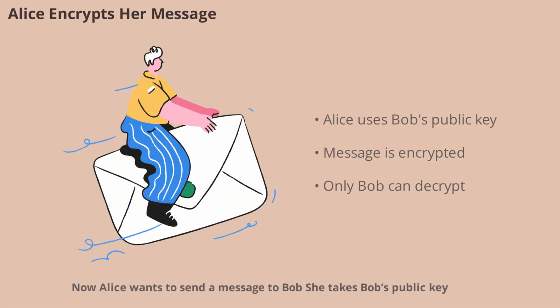Now Alice wants to send a message to Bob. She takes Bob's public key, which he has shared openly, and uses it to encrypt her message. For example, she might want to send the word hello. By encrypting the message with Bob's public key, Alice ensures that only Bob can decrypt and read it, even if someone else intercepts the message along the way.